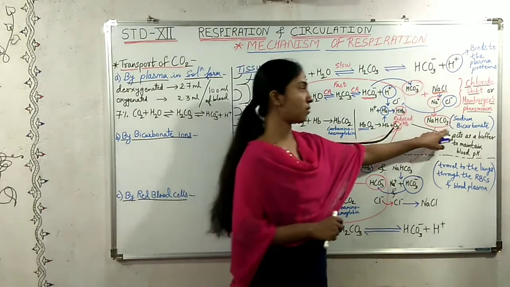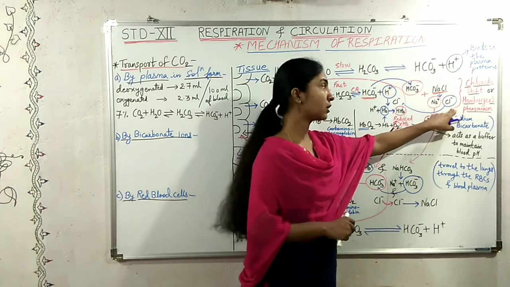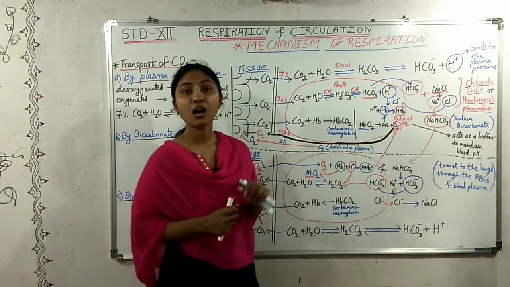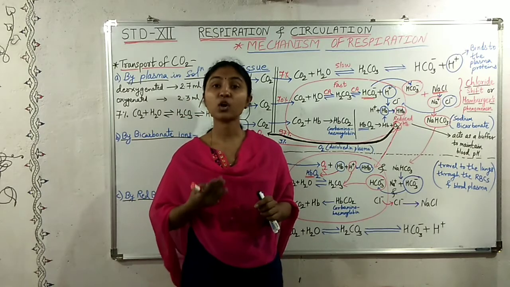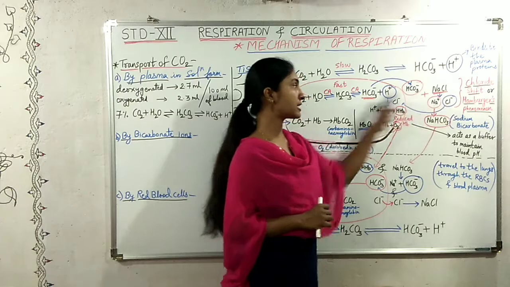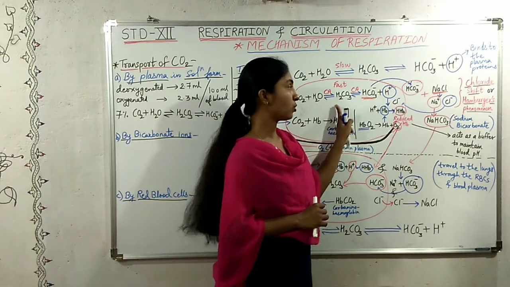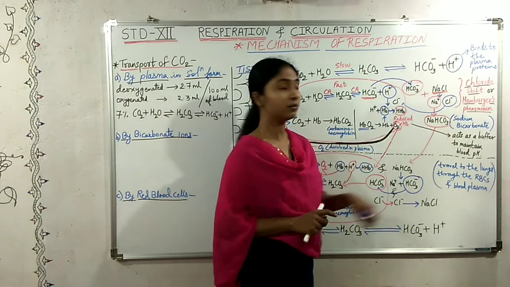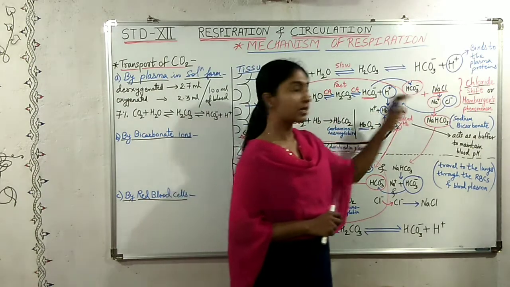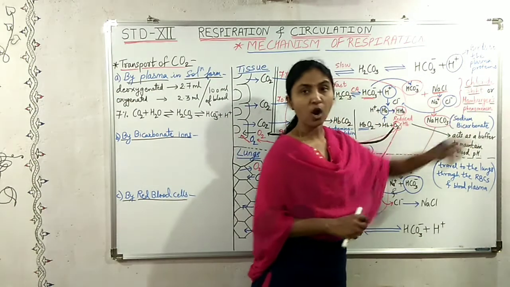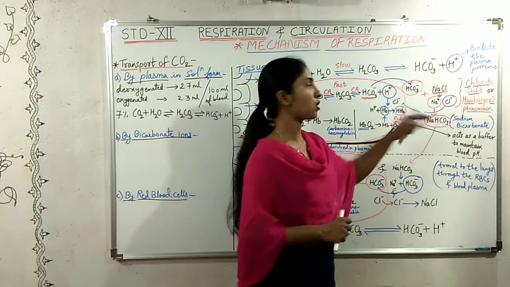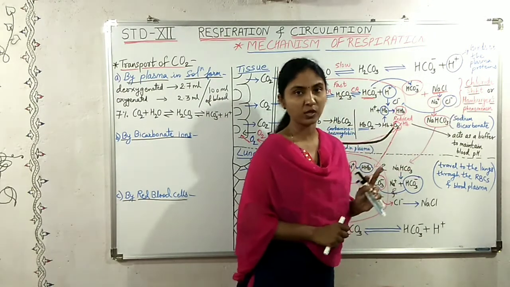It combines to form sodium bicarbonate, and the chlorine which is left, that chlorine is taken in by the RBCs to maintain the concentration of ions inside the cell. This chlorine is taken inside the cell. So what happens here? The taking in of the chlorine ions is called the chloride shift or Hamburger's phenomenon.